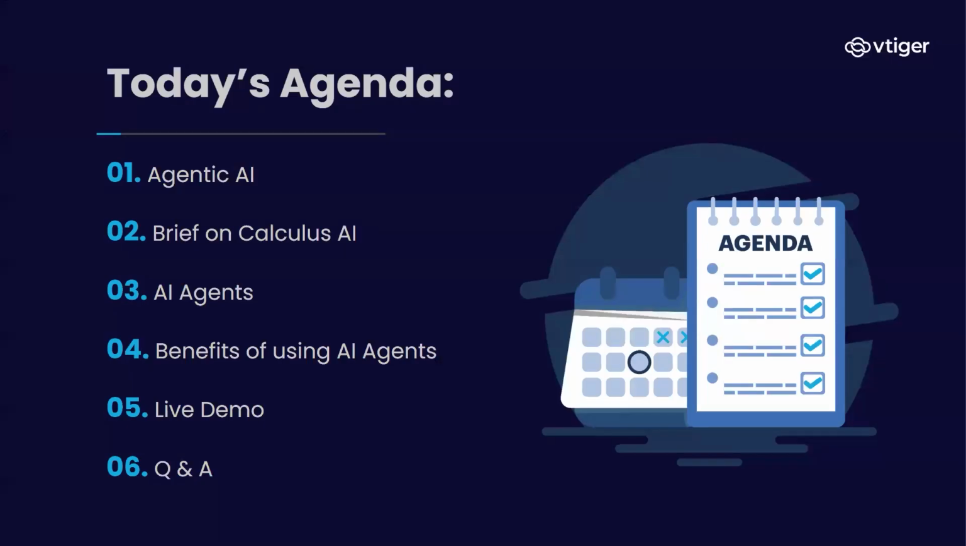So let's quickly go over the agenda before jumping into the rest of the webinar. I'm going to start this webinar with some slides covering Agentic AI, followed by a brief overview of Calculus AI, which is the core foundation of Vtiger's AI capabilities. From there, we're going to dive into our AI agents, discuss what they are, some of the various tasks they can perform, and some of the benefits of using Vtiger AI agents. I'll then pass things off to Matthew, who will be showing a live demo of our AI and Vtiger agents in action, followed by a Q&A session at the end to answer any of your questions.